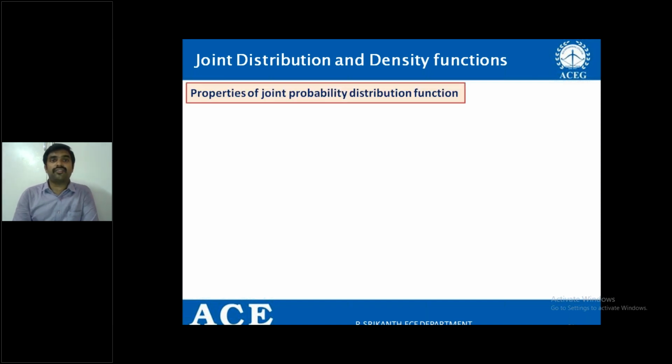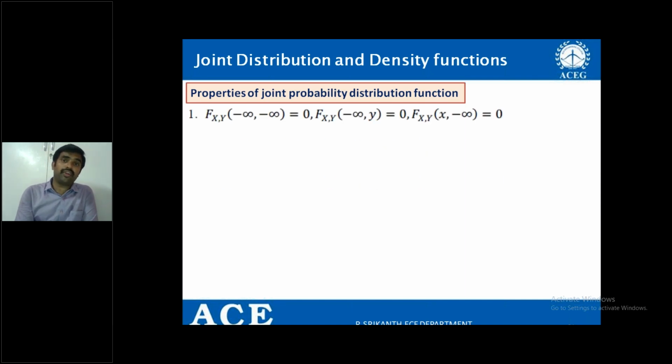Similarly here, I can define even the density functions. How do you define the density function? Sorry, before the density function, let us move on to the properties of distribution function. What are the properties? The first property is similar to the cumulative distribution function for the single random variable, but only that the case here is multiple random variables.